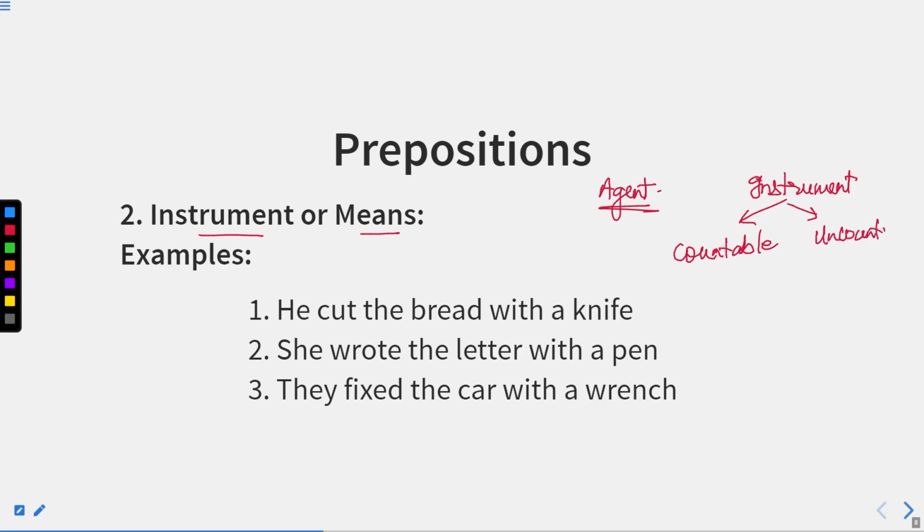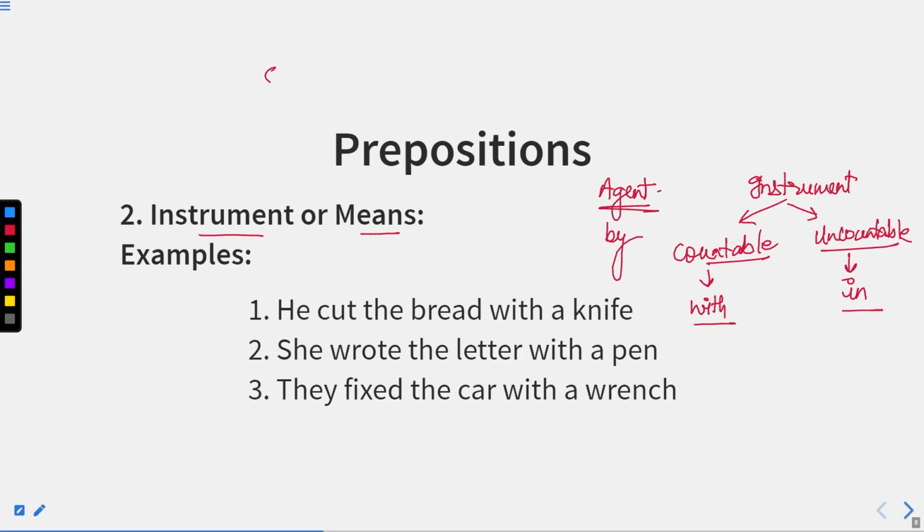Now, what happens if an instrument is countable? It means it can be counted in terms of 1, 2, 3. We use the preposition with. But if it is uncountable, we use the preposition in. And for the agent, we use by. Generally, we do the same in passive sentences, but in active sentences also we can use these prepositions, with and in, to show that particular instrument.